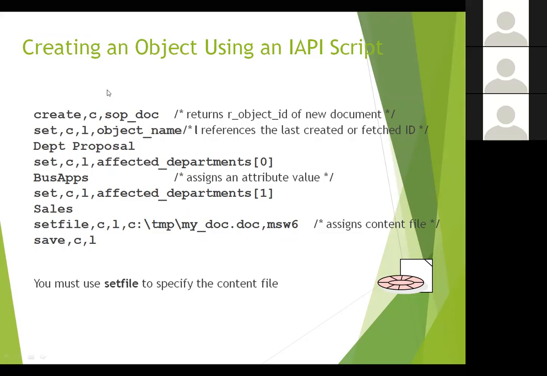See this one script, complete script. Create comma c comma sop doc, we are creating one object. Then we are setting object name, set comma c comma l comma object name with department proposal. Then we are setting another value, and then we are using a set file. See, set file and attaching document with that object.